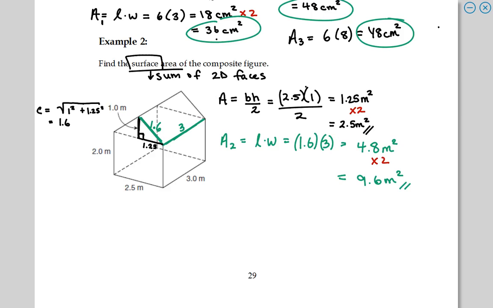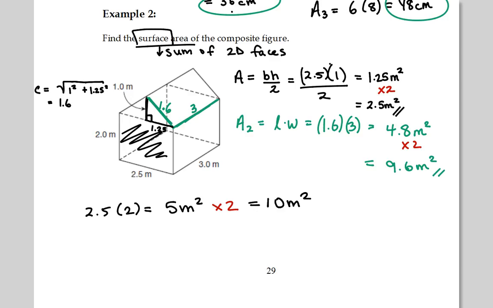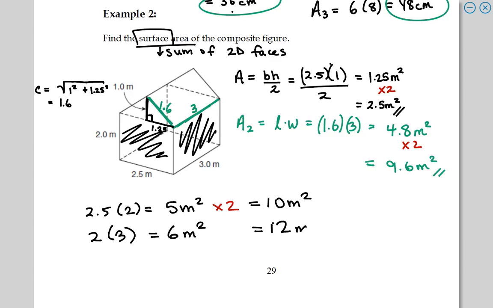So when you go to do the bottom part of the shape, it's very similar to the last. Let's do the front. 2.5 by 2. I'm going to go quicker now because we pretty much did this on the last example. 2.5 by 2 is 5 square meters. We're going to times that by 2 because there's a front and a back. That's 10 square meters. Jump to the side. That's 2 by 3. So 6 square meters. Timesing it by 2, you get 12 square meters.